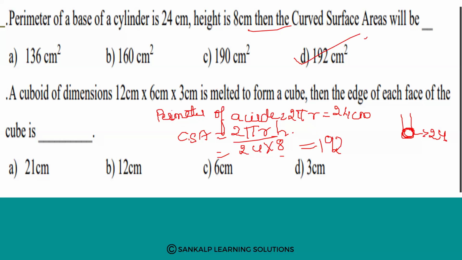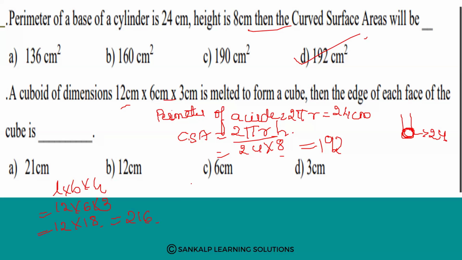Then edge of each face of the cube is, here dimensions they have. So length, breadth and height they have given, right? Cuboid, dimensions of the cuboid means length, breadth and height they have given. So length into breadth into height. So it is 12 into 6 into 3. That is 12 into 18, so now 18 into 12 is 216, right? Is melted to form a cube. Cuboid is melted to form a cube.